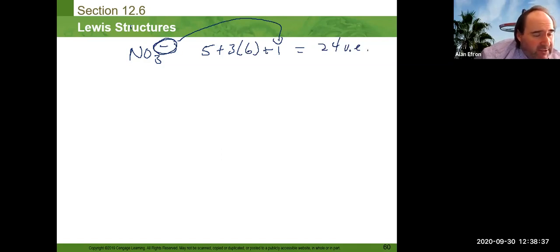Again, between nitrogen and oxygen, if you look at the periodic table, nitrogen is further to the left, which means it's the least electronegative. So we can put the nitrogen in the middle, oxygens around. Going to do a single bond from the nitrogen to each of the oxygens.